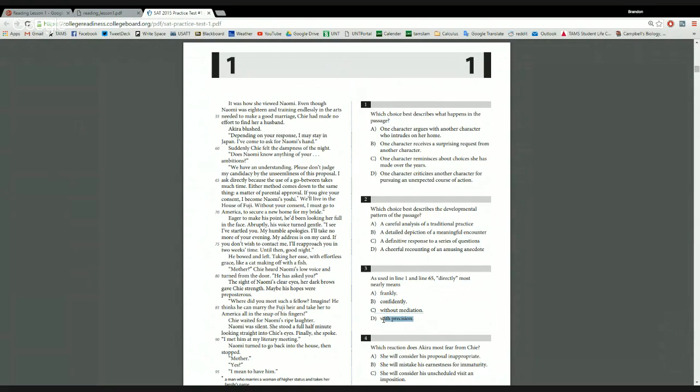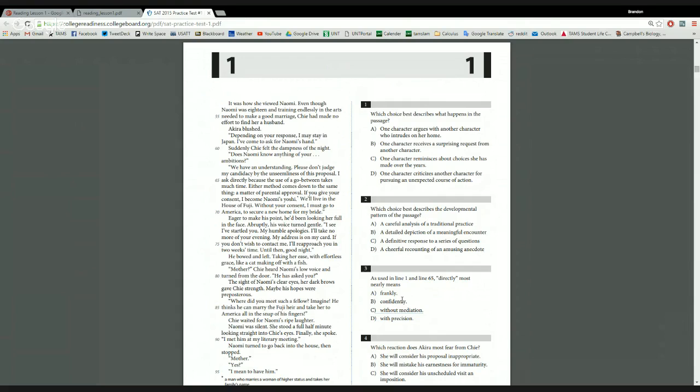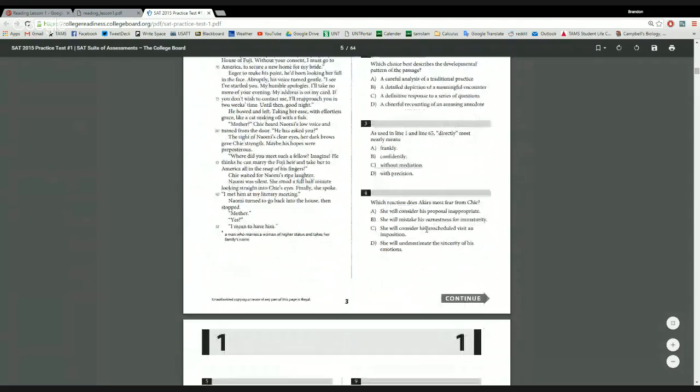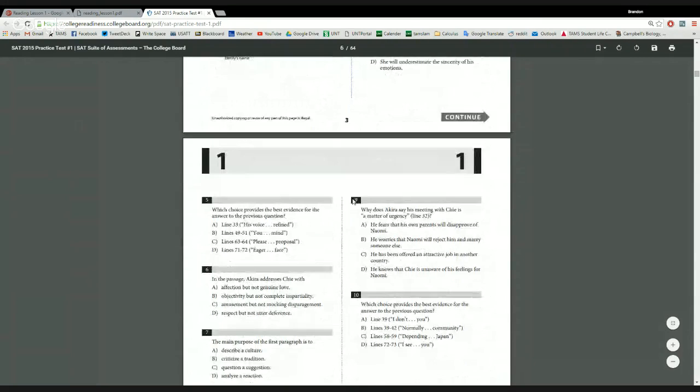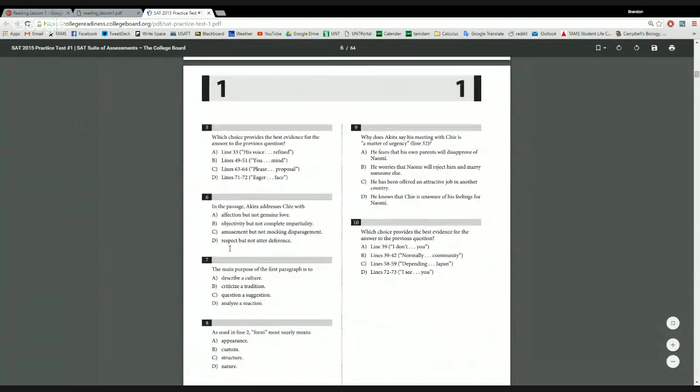And we can also look at D, with precision. Let's see. I asked with precision because the use of a go-between takes much time. Precision does not exactly fit the meaning here. So the one that most makes sense is C, without mediation. So we would answer that. Okay. Now we go to 7. The main purpose of the first paragraph is to.